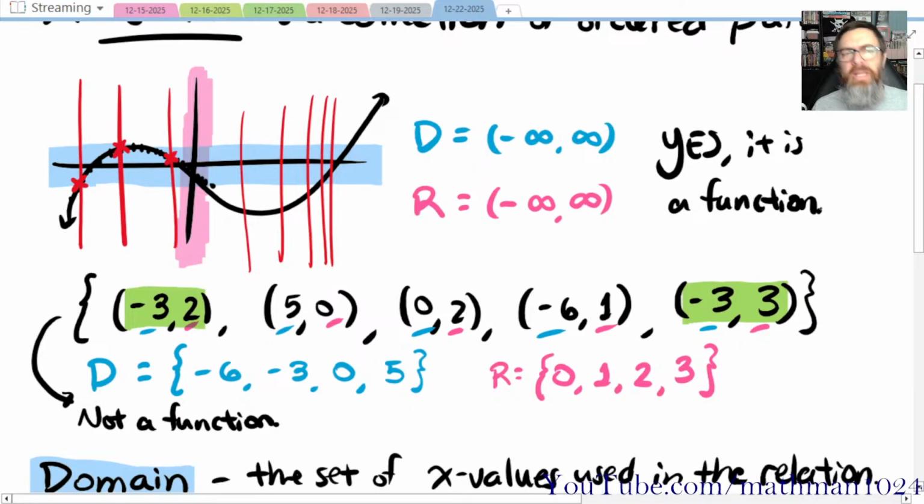And so what we want to look at now is this. I'm going to go through a series of graphs, and we're going to determine the domain and range, and then figure out is it a function or not. Now all these are going to be relations because they're graphs, but determining whether or not we have a function is going to be a slightly different story.